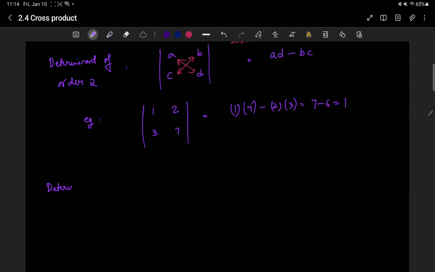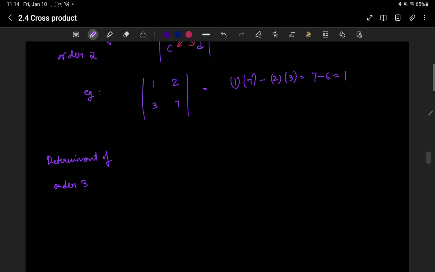Next is determinant of order 3. Now this one is defined slightly differently. It's defined using order 2 determinant, right? So here, suppose I have A1, A2, A3, B1, B2, B3, and C1, C2, C3.